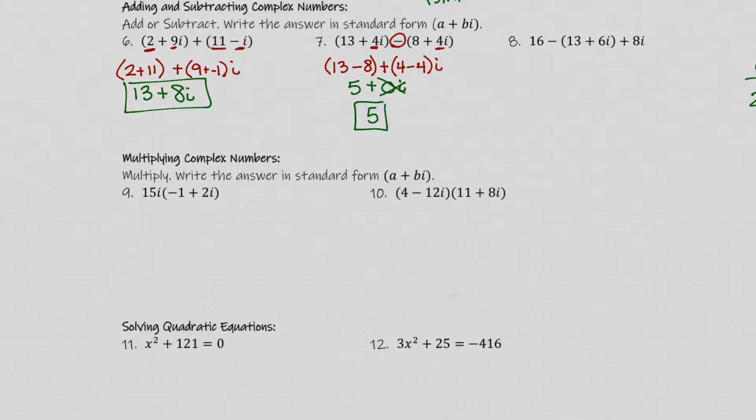Alright, and then if we look at 8, where it's 16 minus parentheses 13 plus 6i, and then plus 8i. Well, if I group those ones together, I end up with a 16 plus 8i, and then it had a minus in front of the 13 plus 6i. And then it looks like the previous problems.